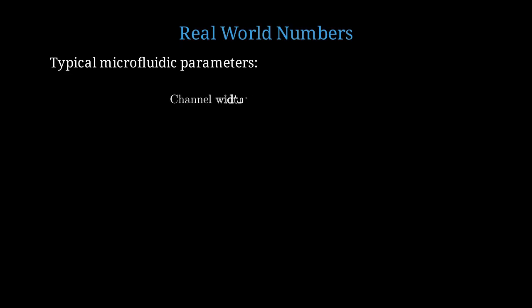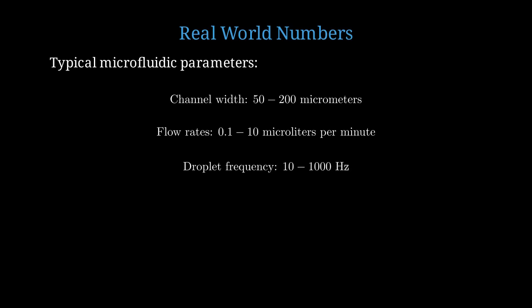Let's look at some real-world numbers from actual microfluidic experiments. In typical microfluidic devices, here are the numbers you'll encounter. Channel widths range from 50 to 200 micrometers. Flow rates are typically 0.1 to 10 microliters per minute. Droplet generation frequencies range from 10 to 1000 Hz. That's 10 to 1000 droplets per second.